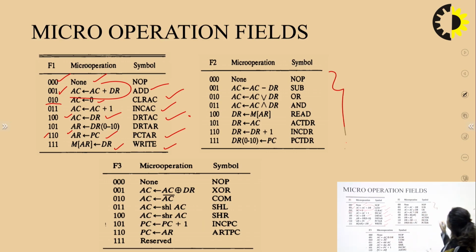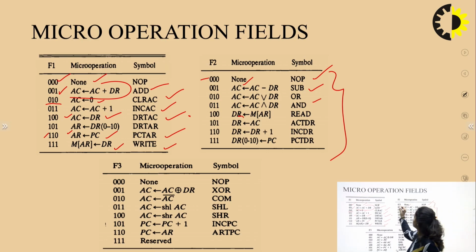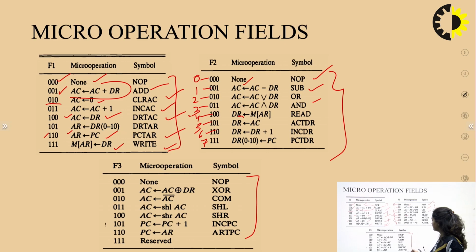Similarly for the F2 block, again at 000 we have no operation. At 001 we have a subtract operation, subtraction between what? The data register and the content of the accumulator will be subtracted. Binary contents will be subtracted and then stored again in the accumulator. Now the OR operation is at 010. These are like binary 0, binary 1, codes 2, 3, 4, 5, 6 and 7. Similarly for this one we have 7, and similarly for this one again we have 0, 1, 2, 3, 4, 5, 6 and 7.